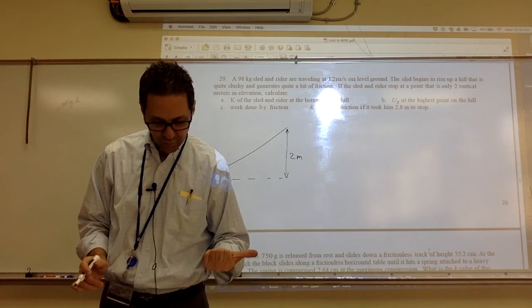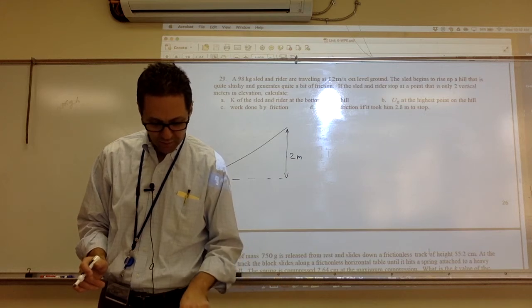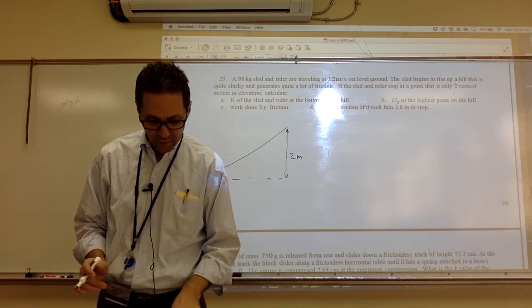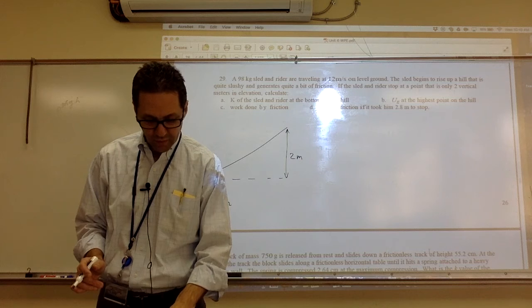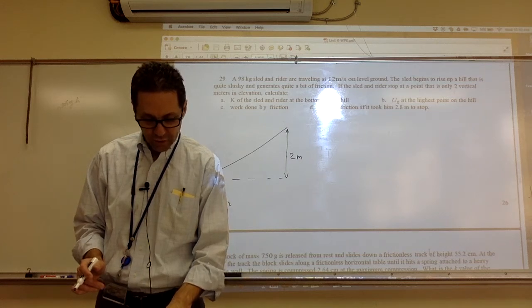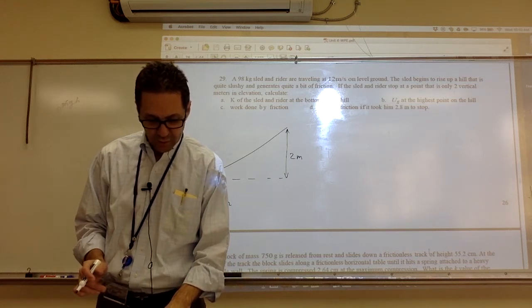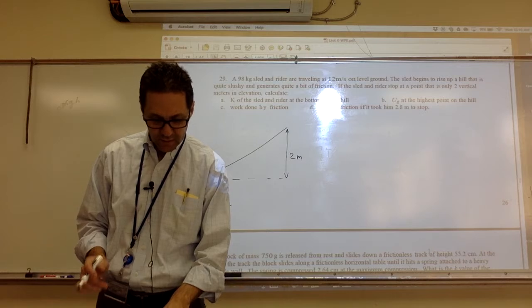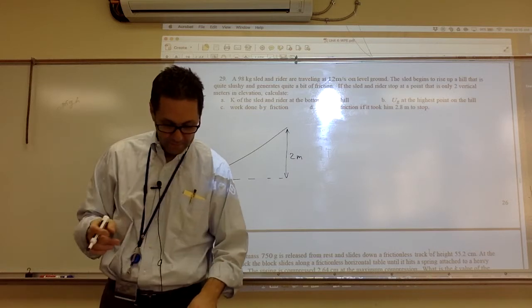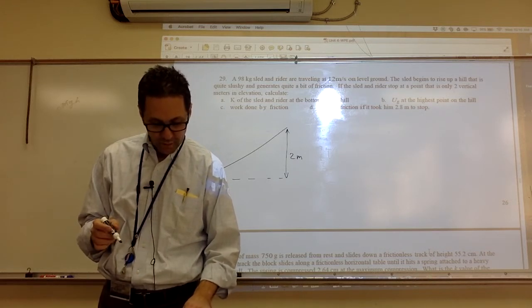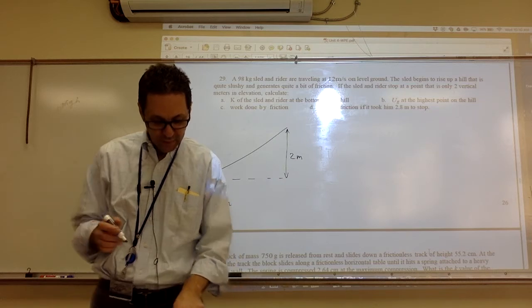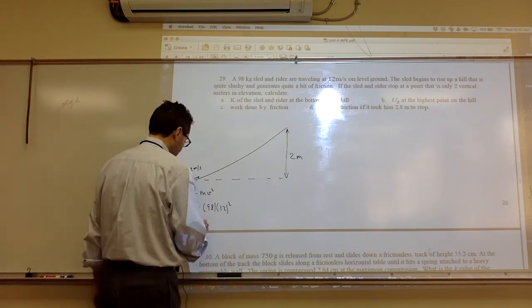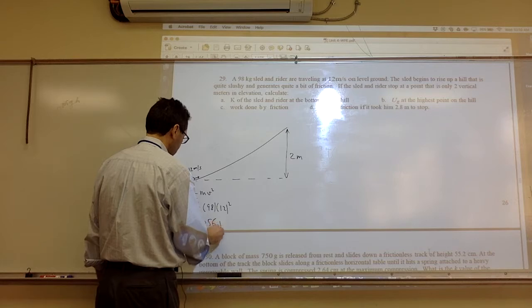I think in the previous problem, the numbers that I wrote to you for the work done by friction were from 29. So for the previous problem, if you go back, the work done by friction is negative 290,064 joules. Sorry about that. Kinetic energy is 7056 joules.